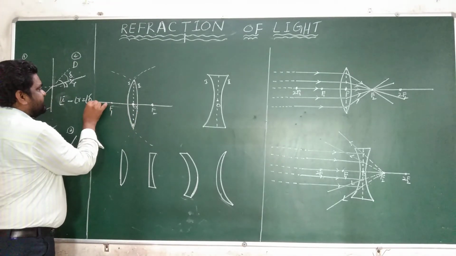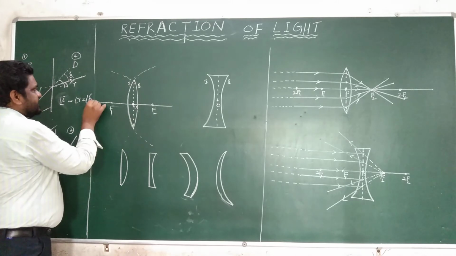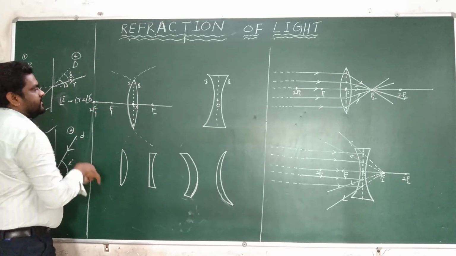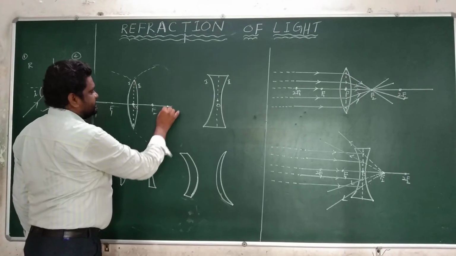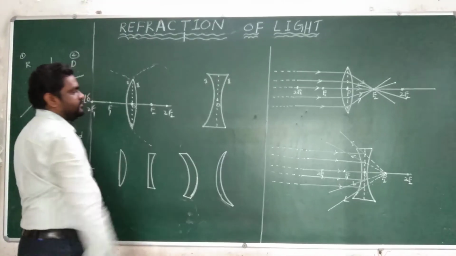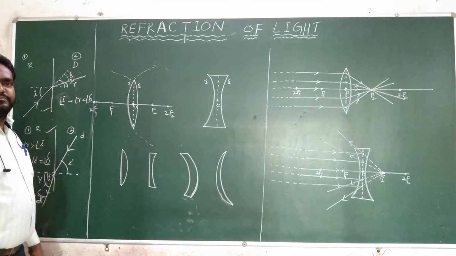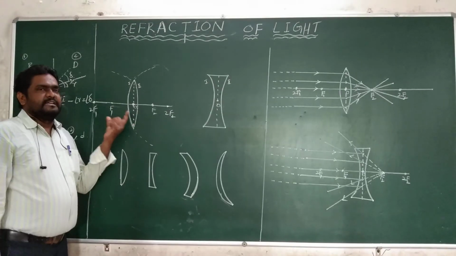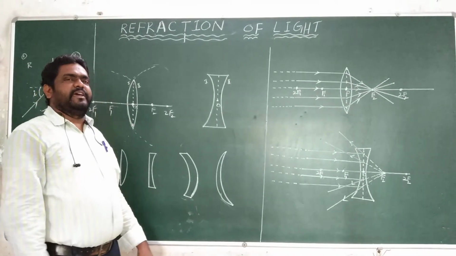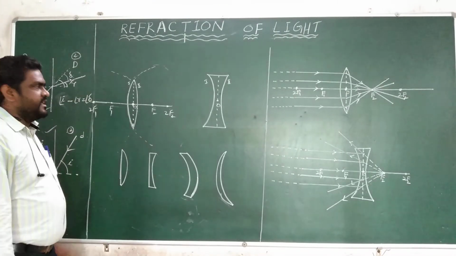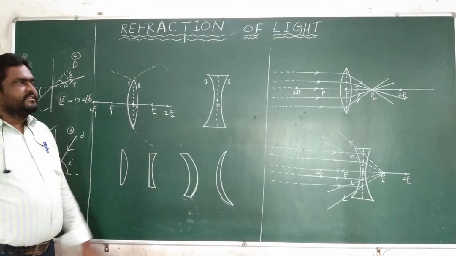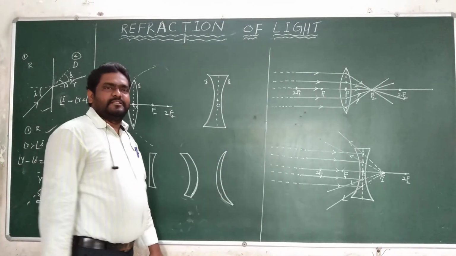If this is the center of this curved surface, we call it 2F1. This is the center of the other curved surface, so we call it 2F2. So in the case of lenses, every lens having two curved surfaces has two foci, F1 and F2. Similarly, the concave lens also.